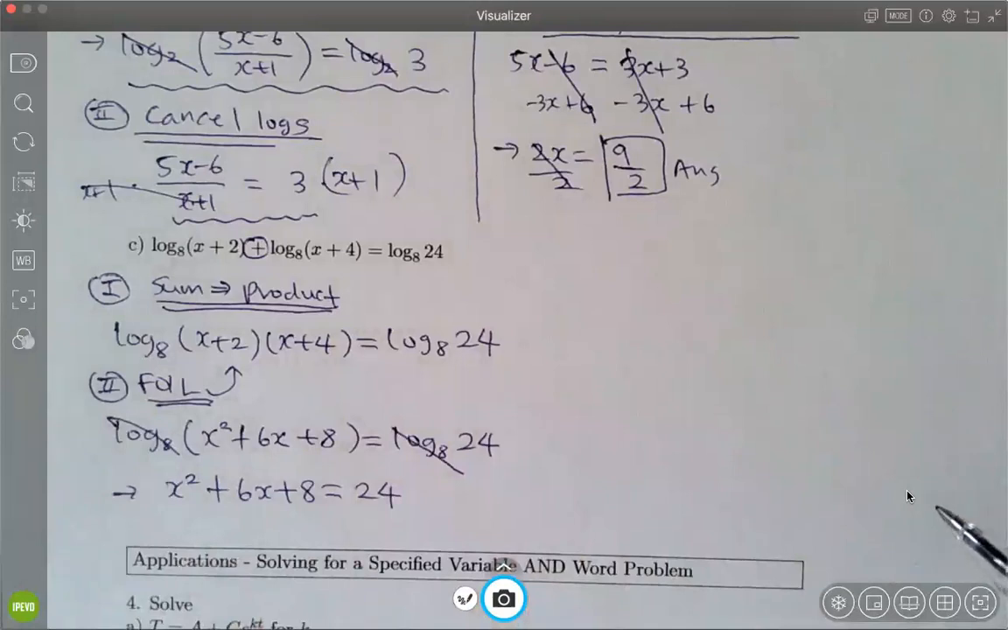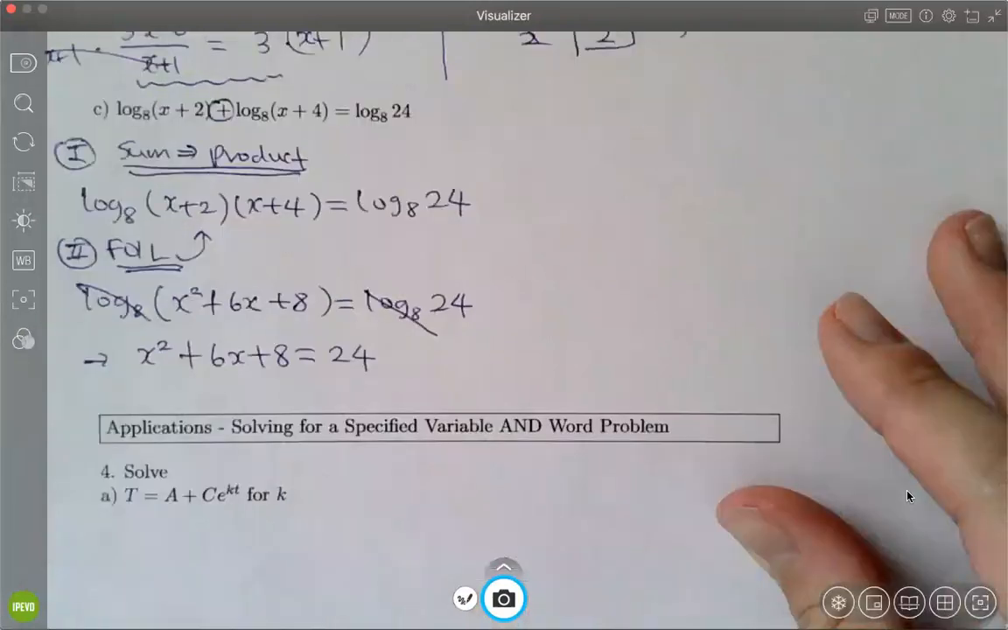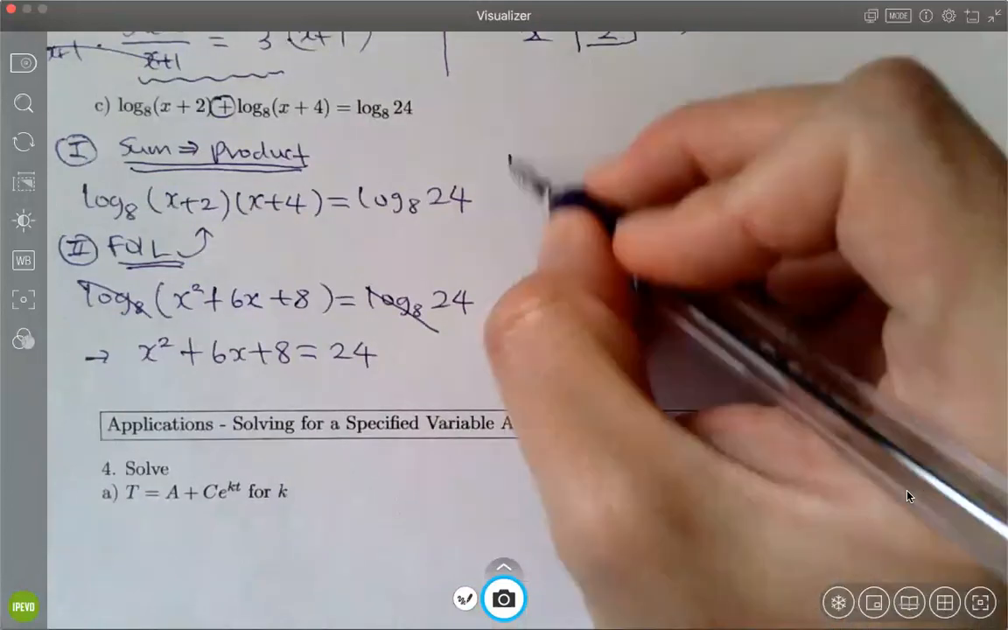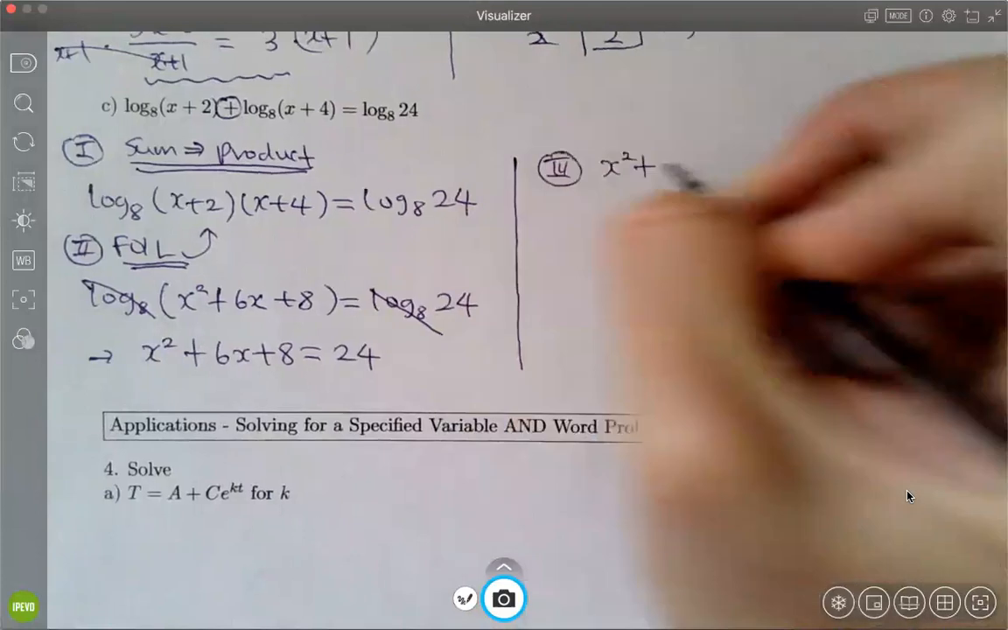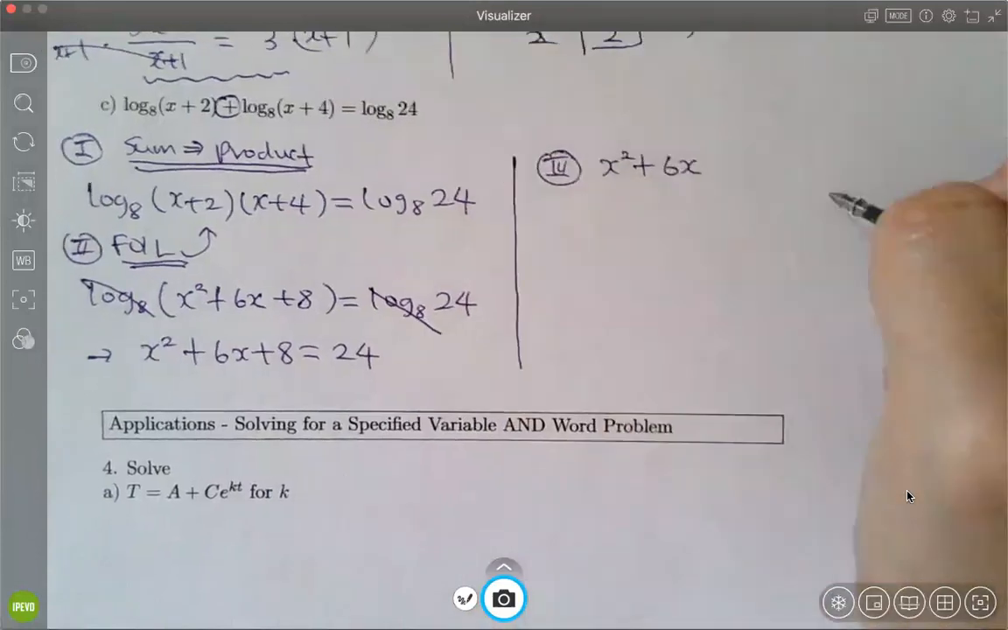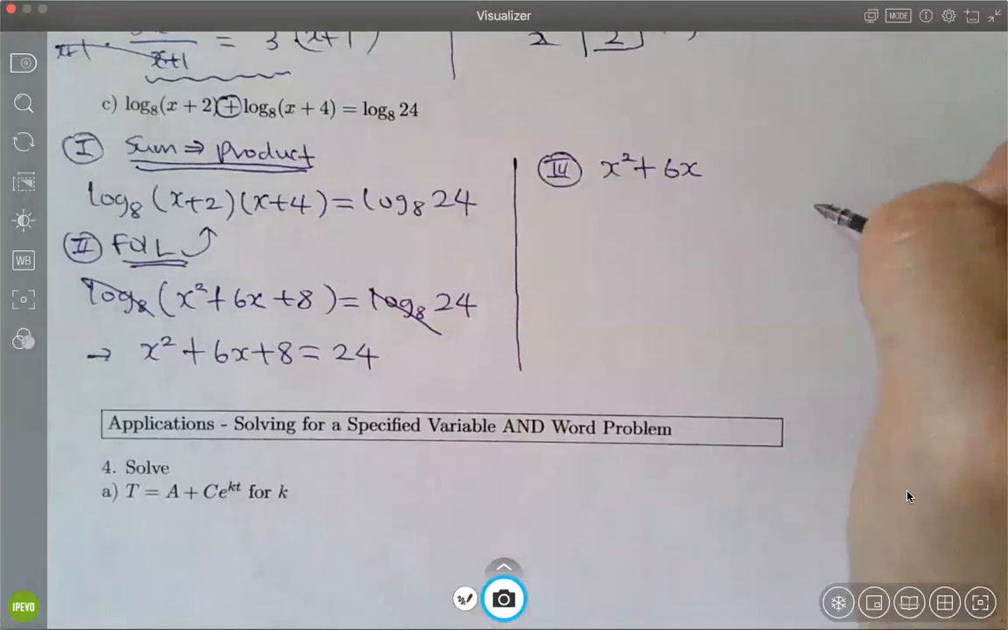Now this is a quadratic equation. So that means x squared plus 6x, and then you move 24 over, and then that means minus 16 equals 0.